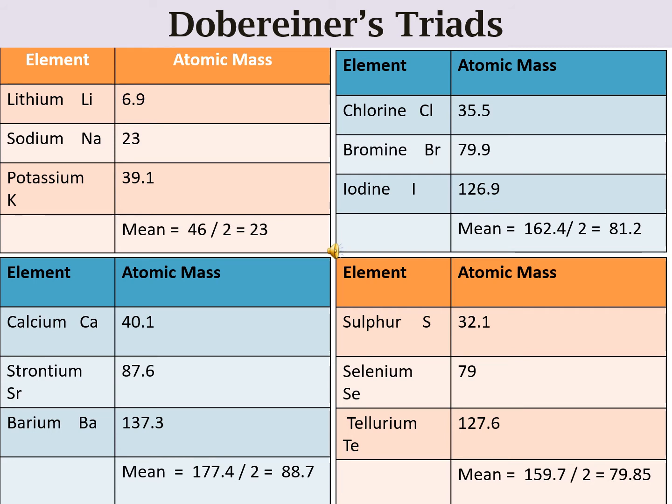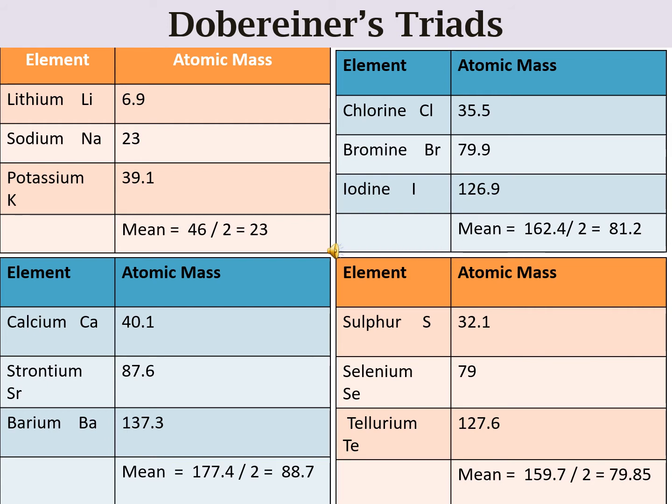Now what Dobereiner said was that the atomic mass of the middle element, that is sodium, is approximately the arithmetic mean of the first and the third element. So let us find out, how do you find out the arithmetic mean? Mean in simple terms means average. So you have to take the average of the atomic mass of lithium and potassium. So you add up the two and you divide it by 2.